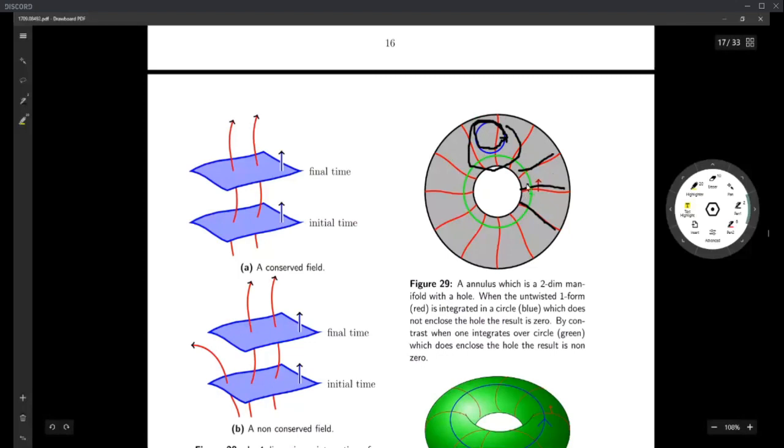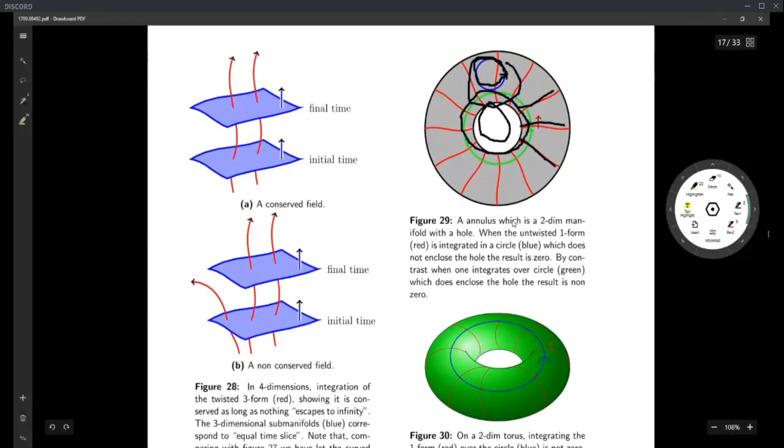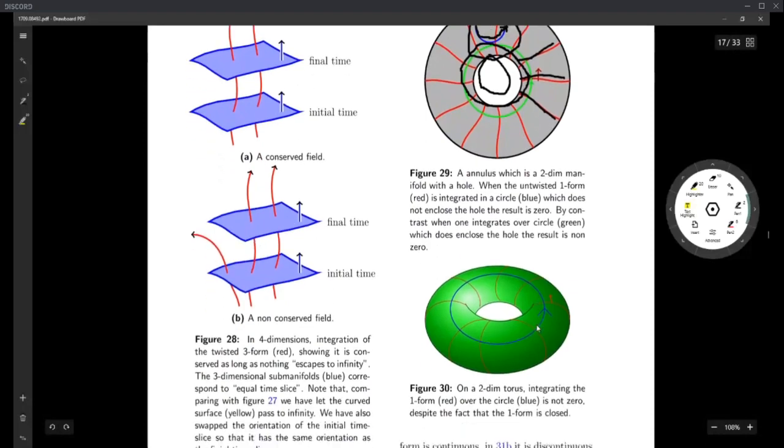But when we take this green path of integration, we can see that we pass through a hole, or we have a hole inside. So it's intuitive why the integral is non-zero. If you did basic calculus, you'll probably understand what that means.